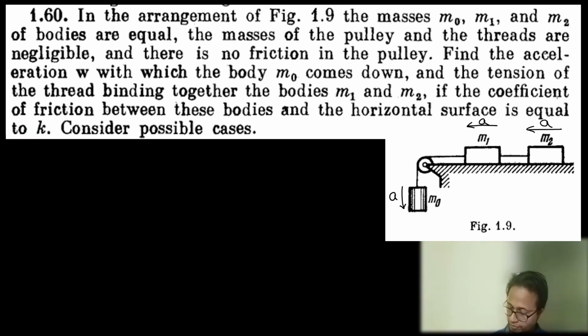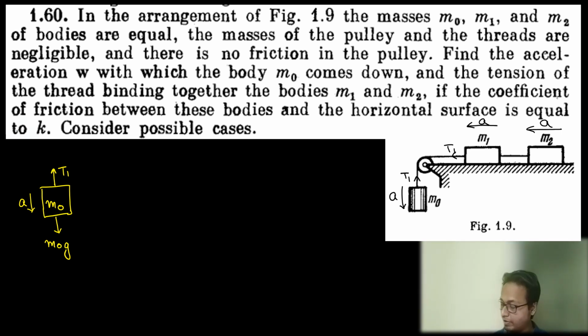Okay, now draw the free body diagram of all the bodies. For m naught, this is moving down with acceleration a. The forces are m naught g and the tension forces. Let the tension forces be T1 out here and T1 out here. If the string is the same, the value of tension is the same, and tension force always acts away from the body. So there are two strings and two types of tension forces, T1 and T2. This is the free body diagram of m naught.